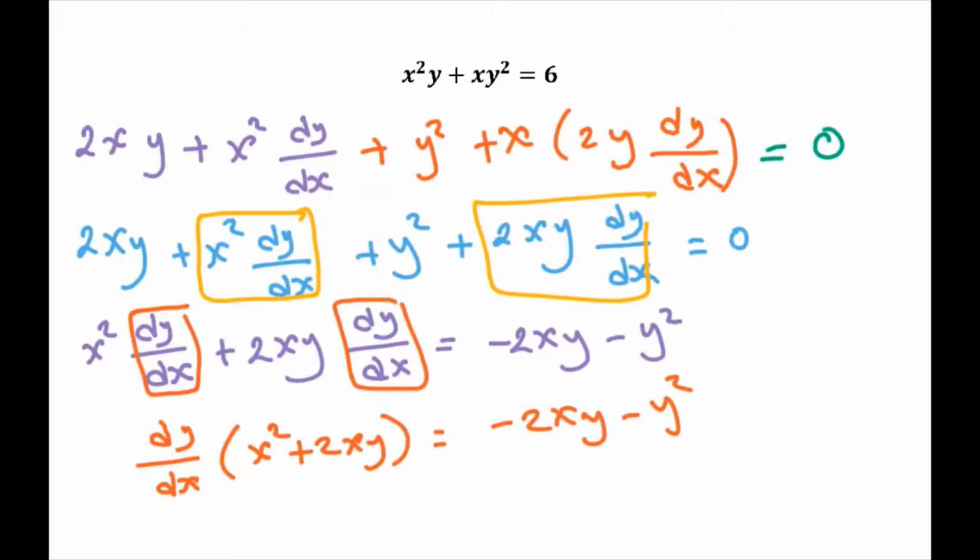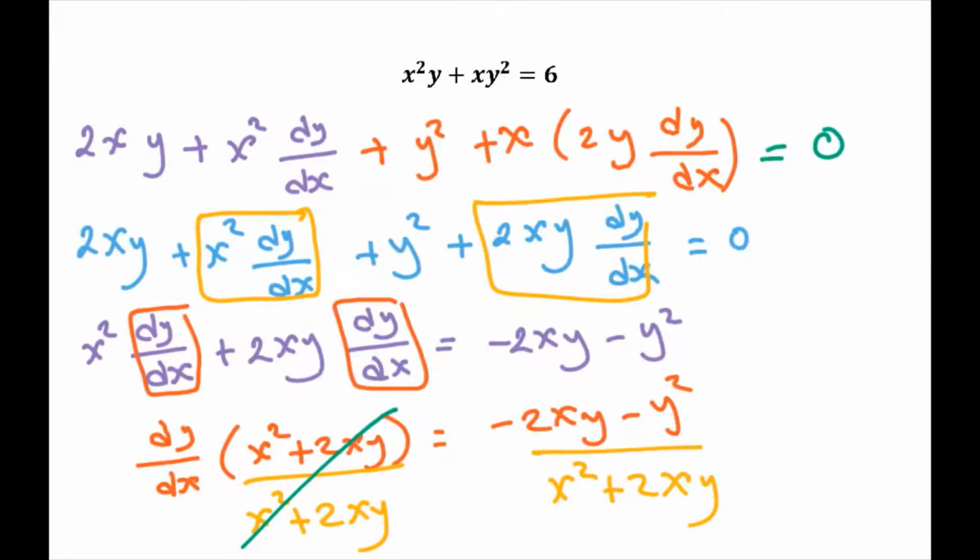Now since I want dy over dx by itself, I'm going to divide both sides by x squared plus 2xy. So these will cross out each other. So dy over dx will be equal to negative 2xy minus y squared over x squared plus 2xy. Now if you can simplify it, you will simplify it. But that's basically everything about this question.